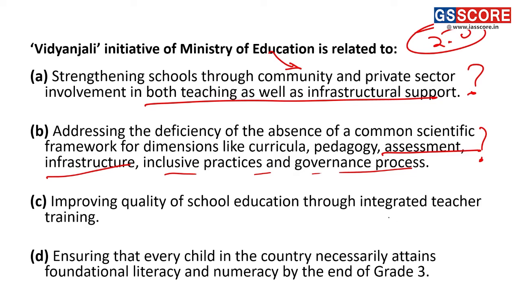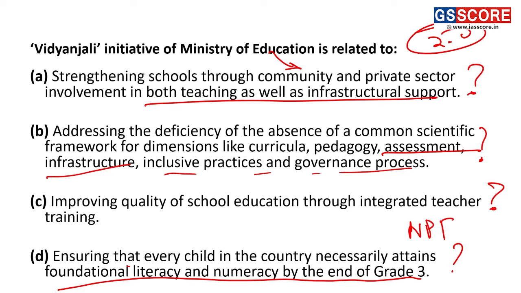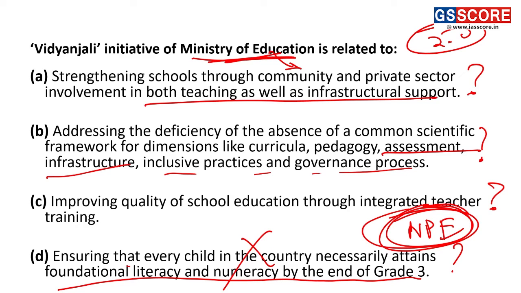Improving quality of school education through integrated teachers training, again. Ensuring every child in the country necessarily attains foundational literacy and numeracy by the end of grade 3. That was something that was national policy on education and other things which were national literacy, foundational literacy mission, etc. So we can rule out this very easily, though it is a Ministry of Education initiative, but not the same initiative. But these three options are very close. So at times options make the question difficult or easy. So if you know, you know. If you don't, you don't. Right. So that kind of an aspect.